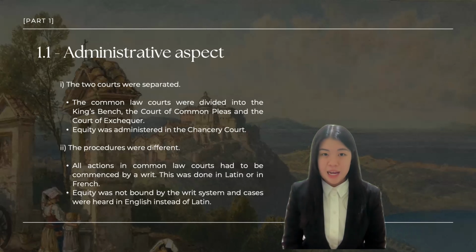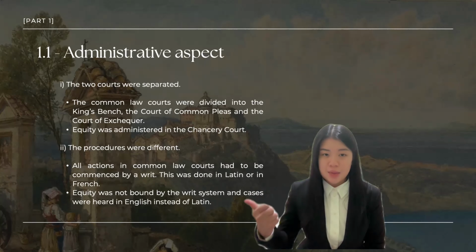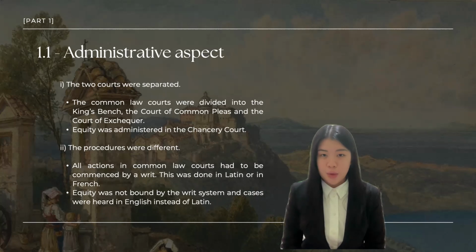The procedures in administrating them were different. The common law courts were divided into the King's Bench, the Court of Common Pleas, and the Court of Exchequer, whereas equity was administered in the Chancery Court. All actions in the common law courts had to be commenced by a writ. This was done in Latin or French, and if the action did not fall into the prescribed writ, a claimant could not enforce his rights.